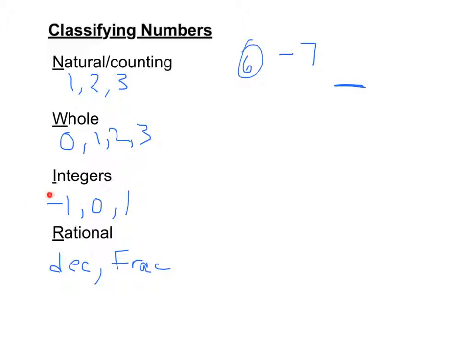Integers, there's my number line. So would -7 fall on my number line if I went far enough back? It definitely would. So -7 would fall under my integers and then automatically everything below. So it'd be integers and rational.